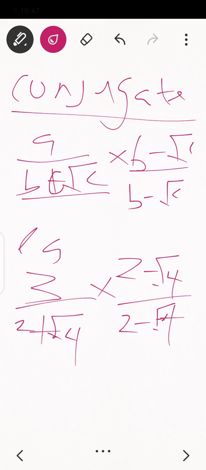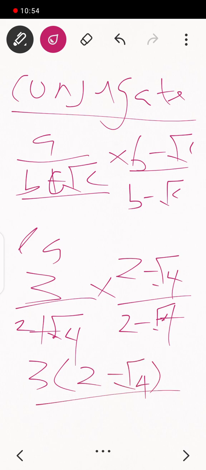So what will I now do? 3 open bracket 2 minus root 4, then divided by. Now look at what you will do here. Whenever you get to this bottom, to make your work easier, you don't need to expand. Just take one of these values, first put minus here, then take one of these two values and square them. So if I square 2, I will get 4. If I square root 4, what will I get, class?